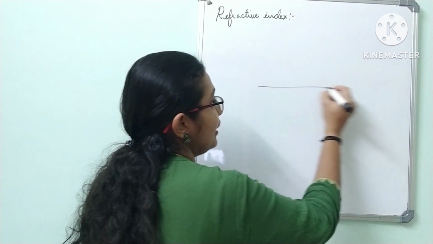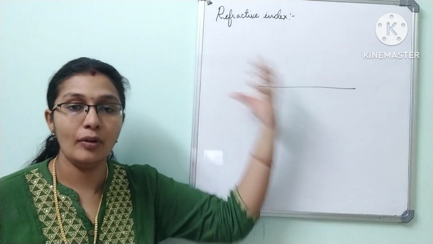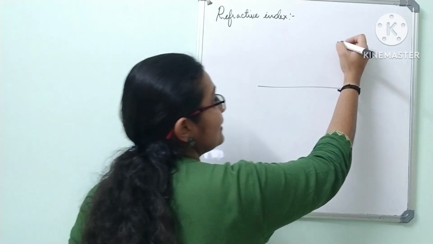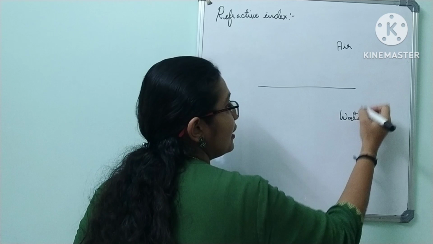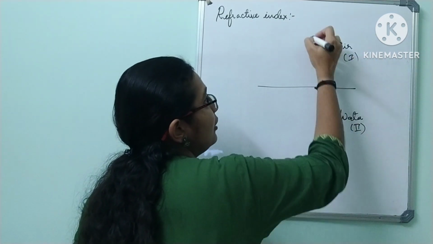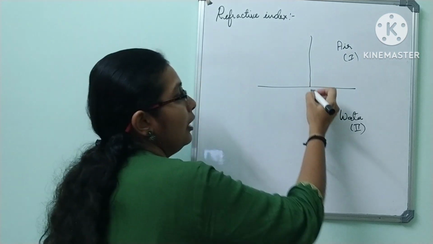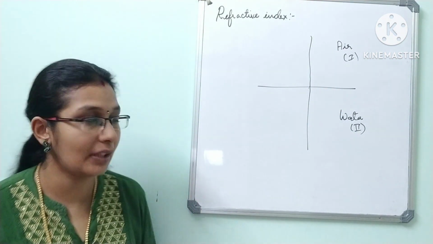You have two different mediums. Let this be the separating line for the two different mediums, and let this medium be air and this be water. So this is our first medium and this is our second medium. Now let us draw a normal. Normal is nothing but a line drawn perpendicular to the surface.